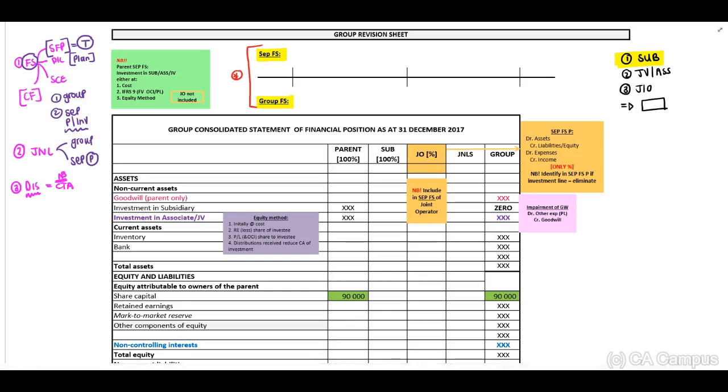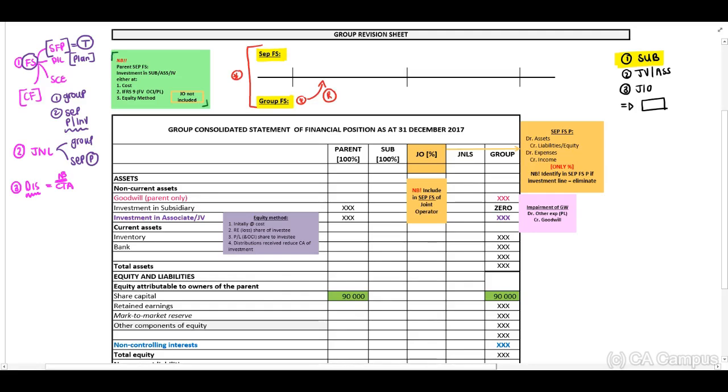Now, why do I do this? Remember, when you need to prepare your group financials, there will be certain transactions recognized by our separate financials, our parent, that we now need to reverse in our group.